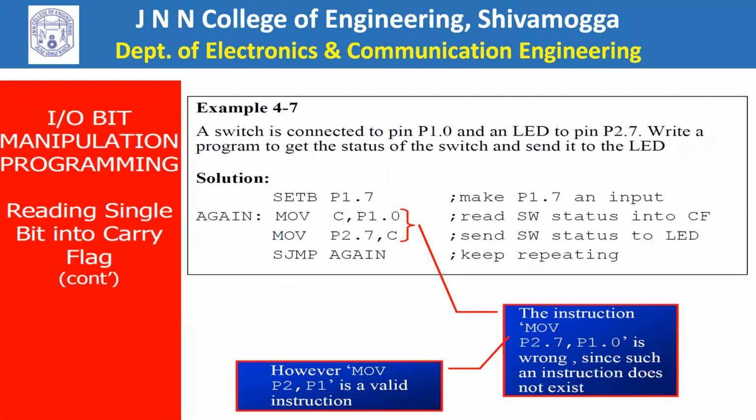Next, a switch is connected to P1.0 and an LED is connected to P2.7. So write a program to get the status of the switch and send it to the LED. Very, very simple. Yesterday itself we have seen.